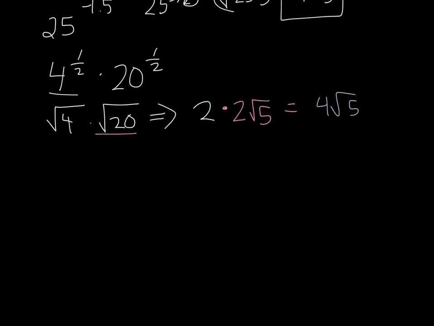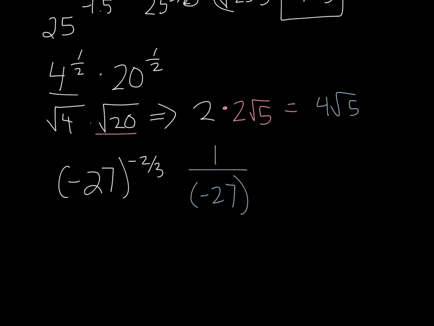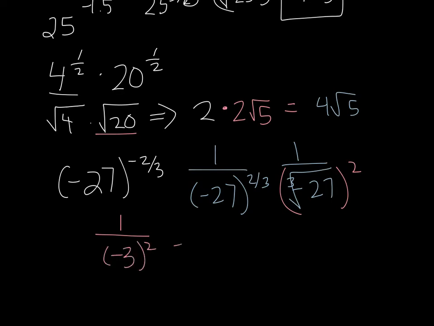And then another problem, we'll do negative 27 to the negative 2/3. So again, you have this negative exponent right here. So if you have a negative exponent, write 1 over negative 27 to the positive 2/3. And then I'm going to write this as a radical. So it's negative 27, the cube root of that, and then all of that squared. So the cube root of negative 27 is negative 3. Keep it in parentheses though, and negative 3 squared is 9. So the answer is 1/9.